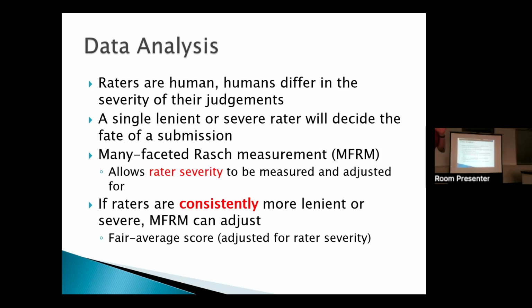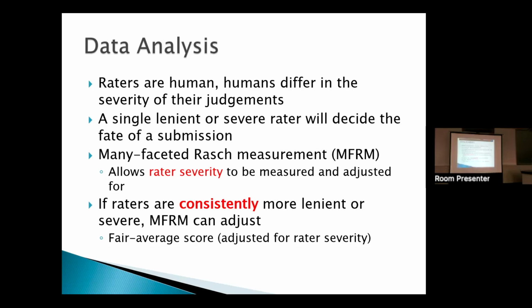Now, after the reviews are done, we do data analysis. This is how I initially got involved. Now, raters are human, and humans differ in the severity of their judgments. Teachers will always tell me, oh, I'm an expert, I've been doing this for 20 years. You're a human, and this has been well researched for decades. Humans really differ in the severity of the judgments. So a single lenient or severe rater can decide the fate of the submission, and reviewers are very different in their severity.